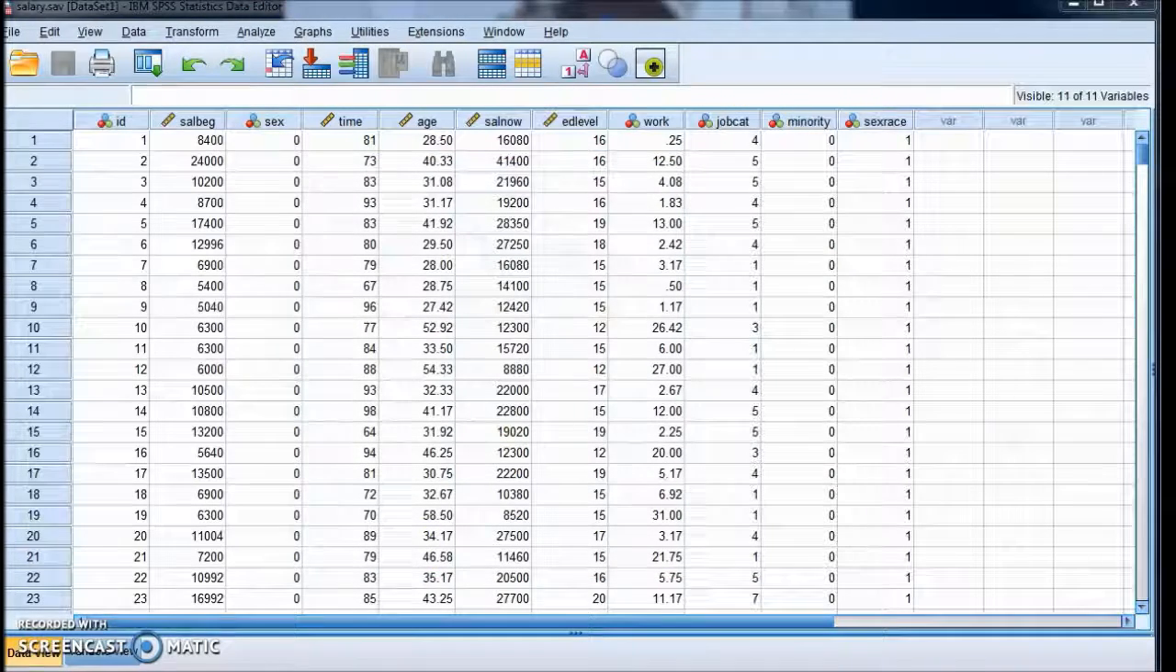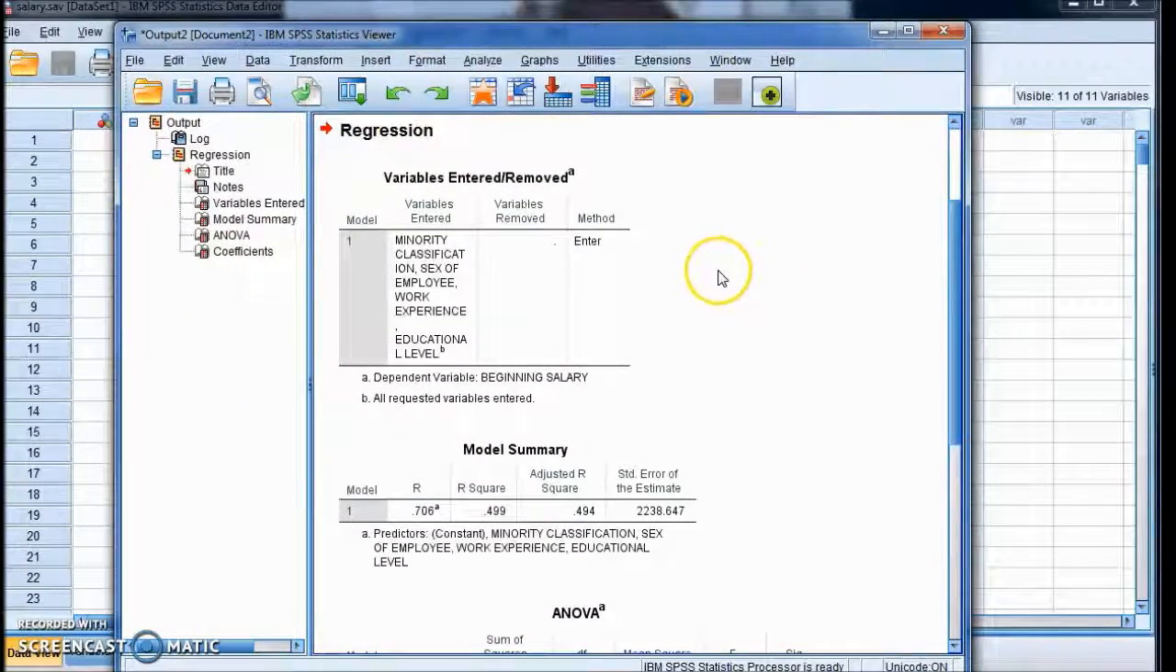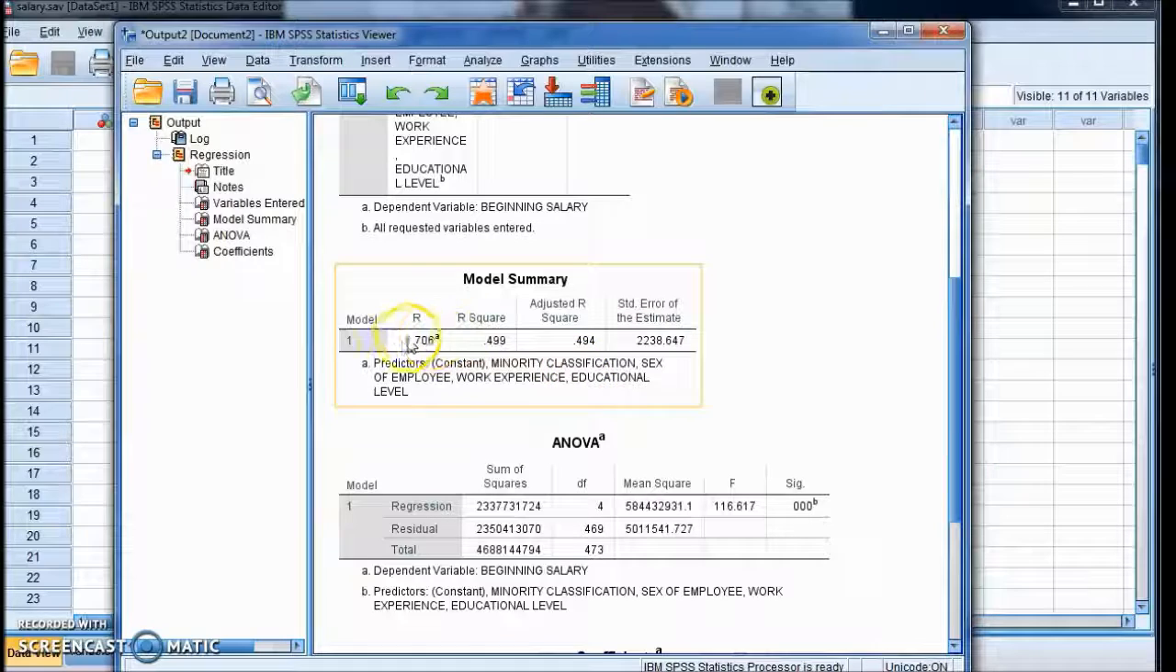It's going to pull up my document or my output. I need to bring that into screen for you so you can see it. Here it is. And what it's telling me is it's first telling me here are the variables that I threw into my regression equation. The next thing it's telling me is how good of a fit the regression equation is. It's telling me how well did this model that I just created to try to explain the differences in beginning salary fit with explaining all the range of beginning salaries that are in this database.